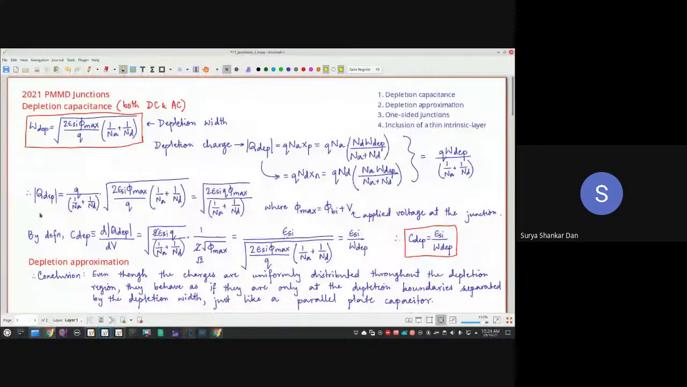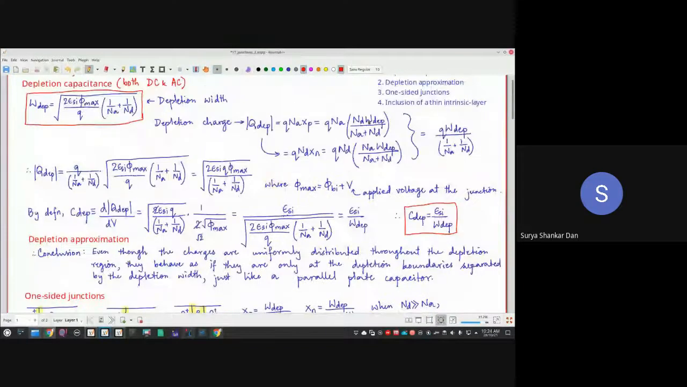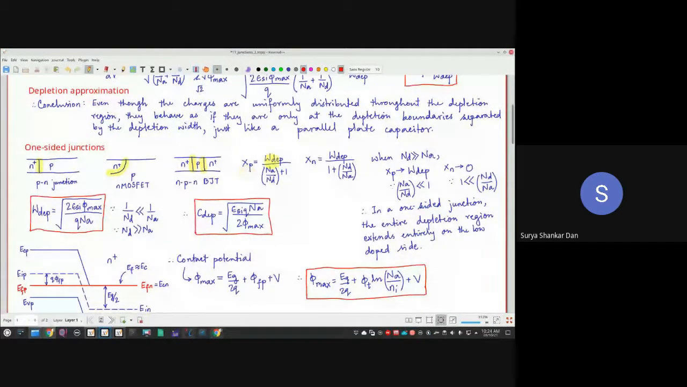If it is heavily doped, then what will happen? Notice the XP and XN. XP is the extent of the depletion width in the P region, and XN is the extent of the depletion width in the N region. So I have simply divided the numerator and denominator by ND here, and by NA here. Simple. So we essentially get this expression for XP, and this expression for XN.